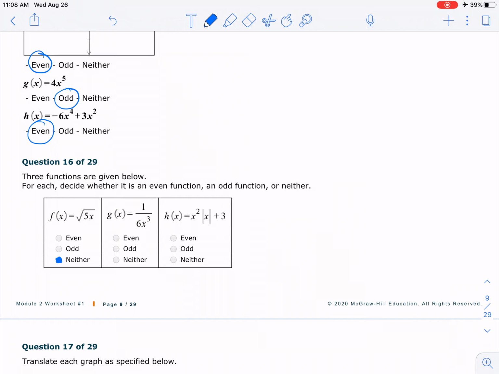This is a rational function, and as you can see, we have an odd exponent. So this is an odd function. Now, you see right here, we have an even.